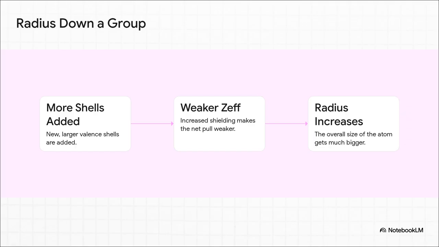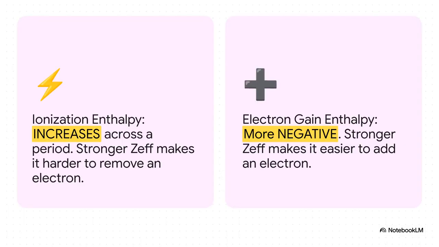So you've got a double whammy: a weaker pull on electrons that are already way further out from the center. The result is pretty obvious, right? The atoms get bigger, a lot bigger as you go down the table. Okay, let's switch gears to energy.